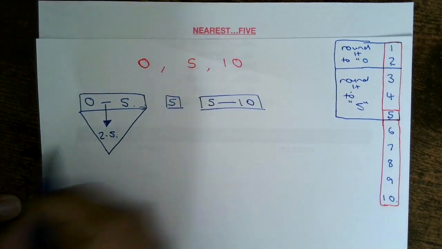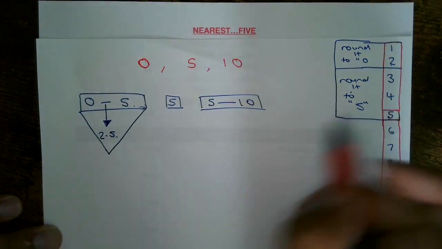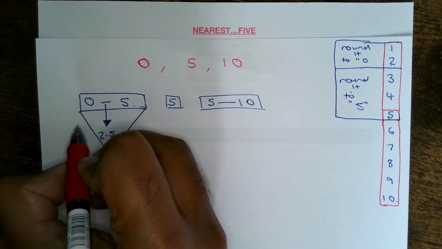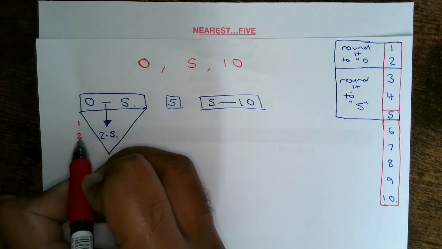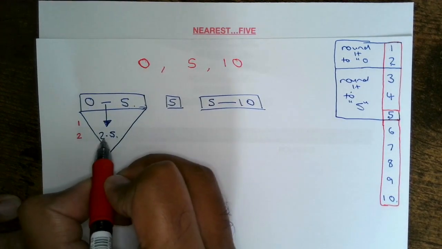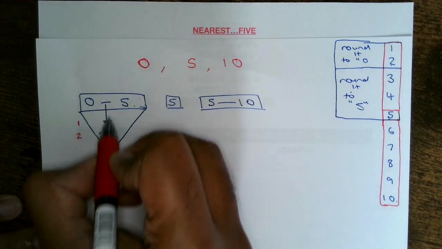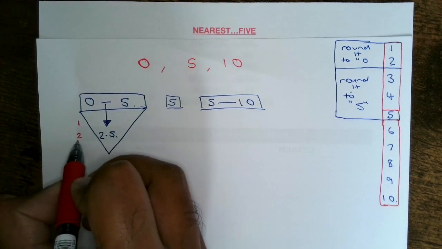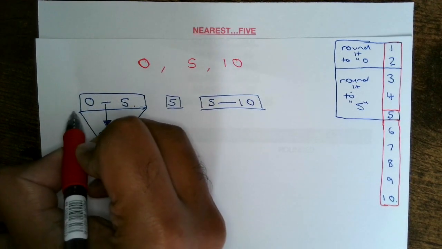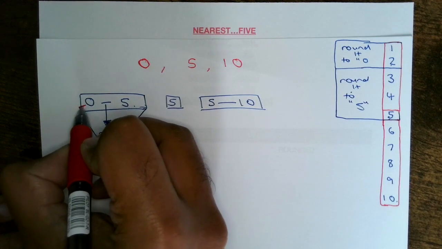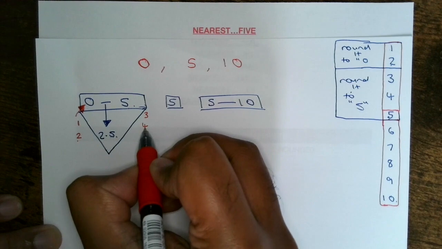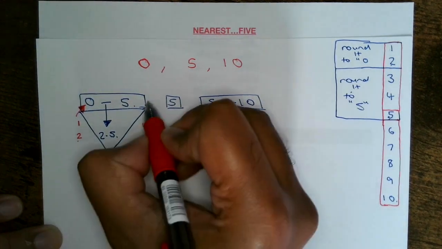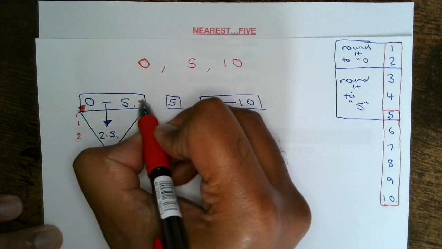So let's have a look at that. Let's start with just these here. The number 1 is going to fall on this side. It's going to be rounded to 0. The number 2 is going to fall on this side because it's less than the midpoint, less than halfway between 0 and 5, so these numbers are going to be rounded to 0. If we've got the numbers 3, 4 and 5, we're going to round them to 5 because they're greater than 2.5.